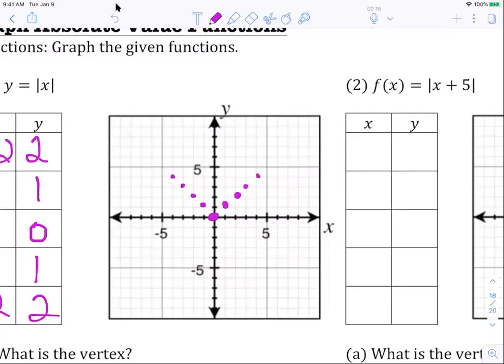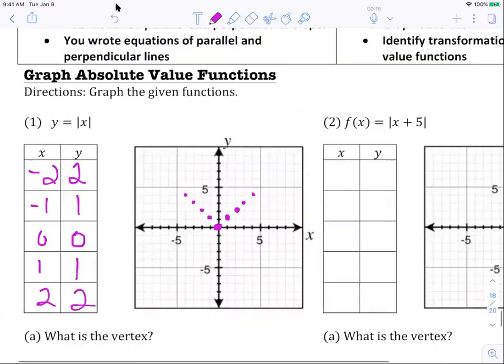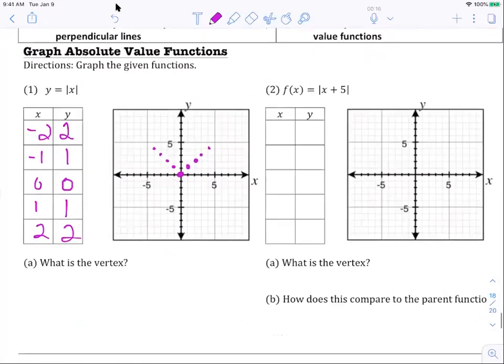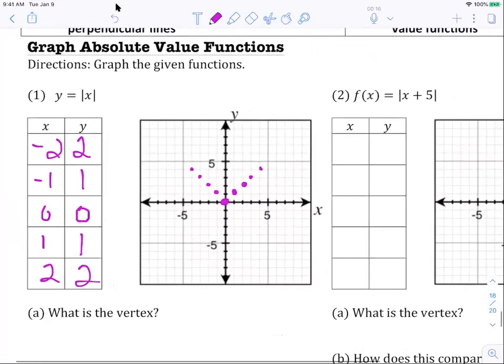Hopefully you're starting to notice what kind of shape is being formed. Hopefully you're not saying a U, because the U-shaped graphs are the squared graphs. Absolute value graphs all have a pretty standard picture: they are going to be in the shape of the letter V. There should be no curves at that bottom point. This point right here is still called the vertex.